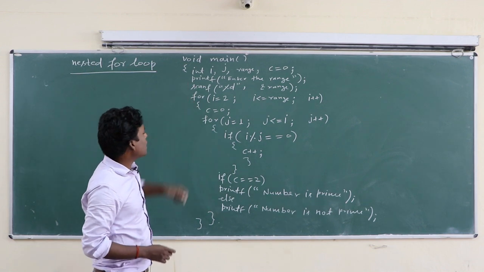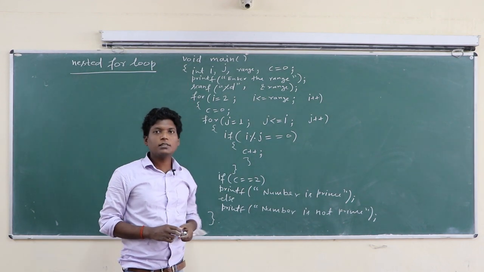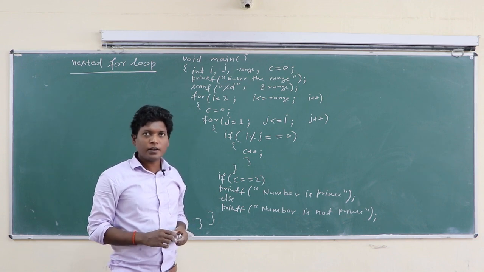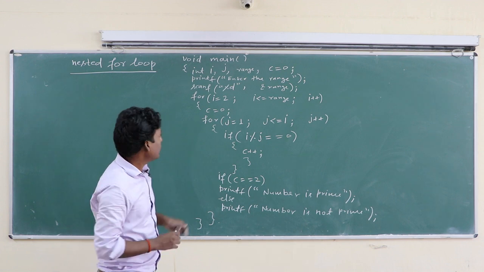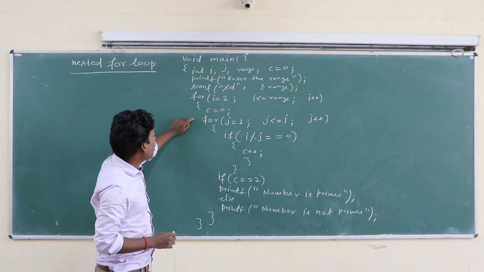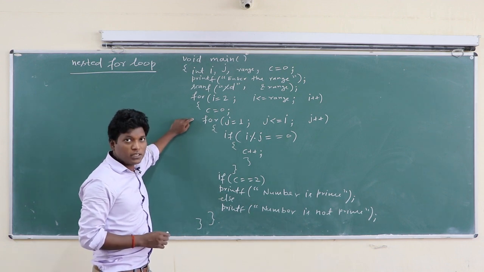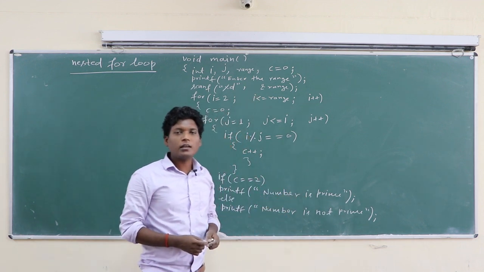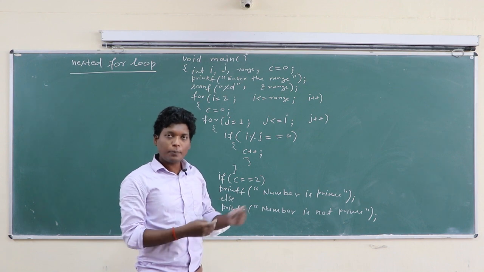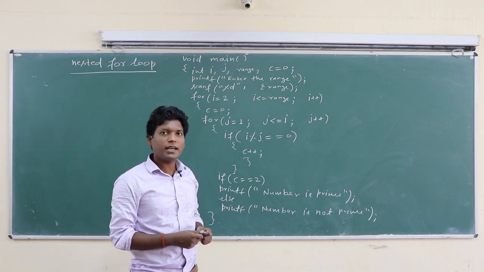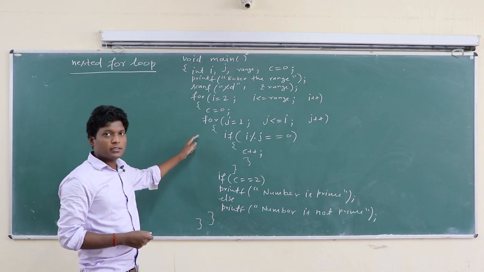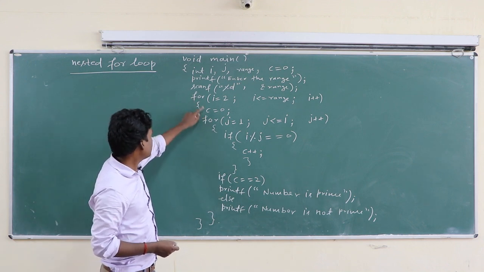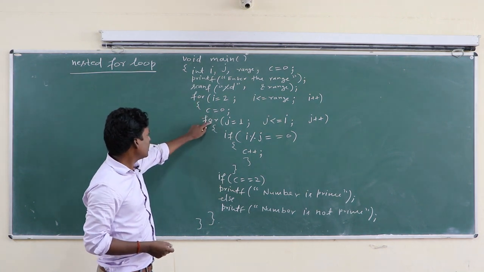Okay. This is a program to check all prime numbers within a given range. Suppose up to 100, write a program to print all prime numbers up to 100, up to 200, up to 300. So this is the example. This is the implementation of nested for loop. This for loop is within this for loop. There are 2 loops which are nested.